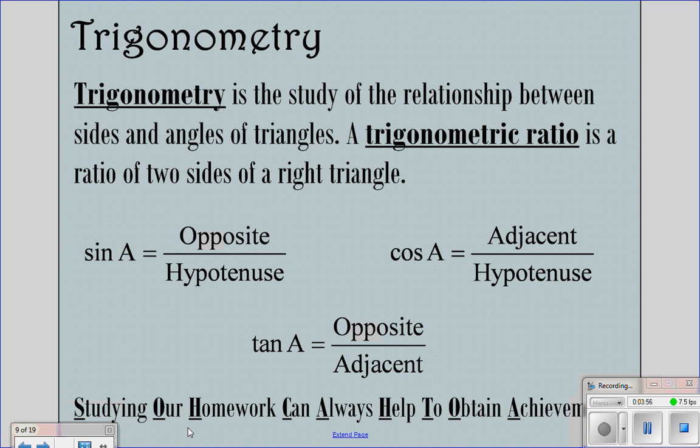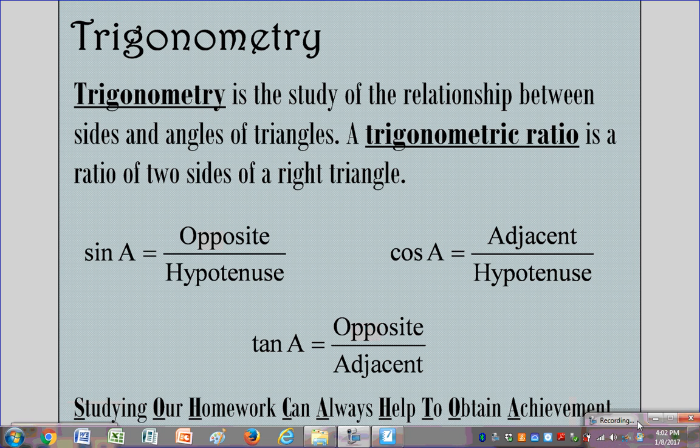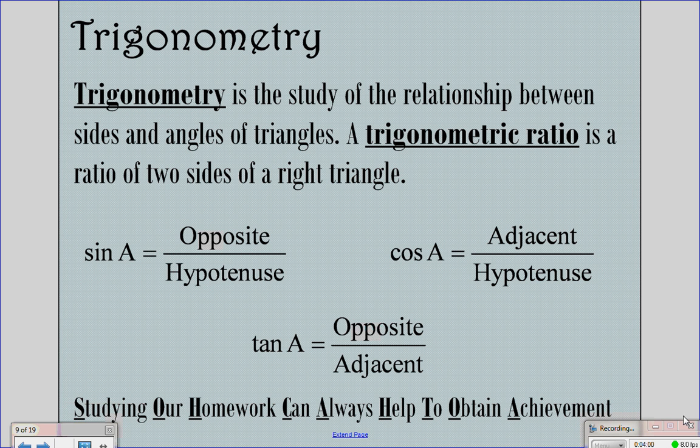This is the mnemonic that this particular book gives. Studying our homework can always help to obtain achievement. The S is for sine, O for opposite, H for hypotenuse, C for cosine, A for adjacent, H for hypotenuse, T for tangent, O for opposite, A for adjacent. That's what this particular book gives.